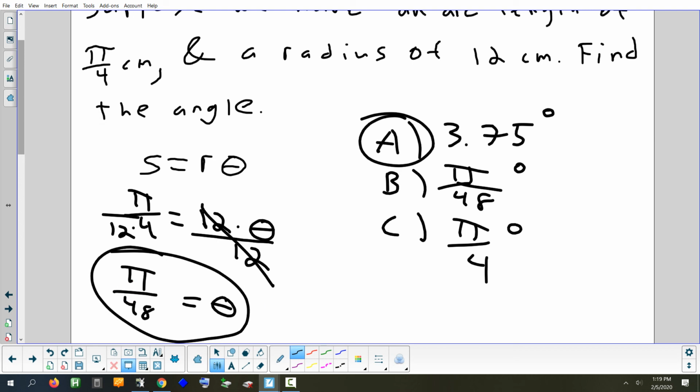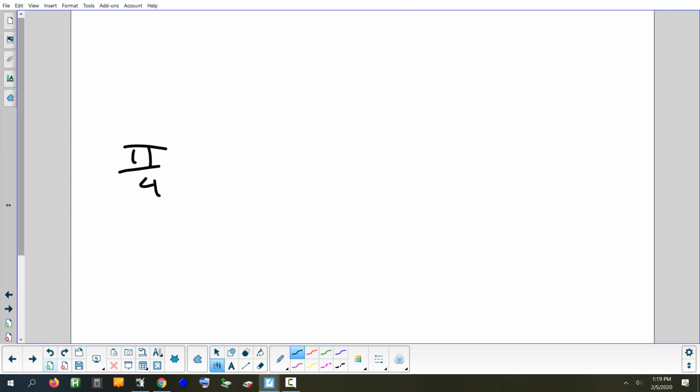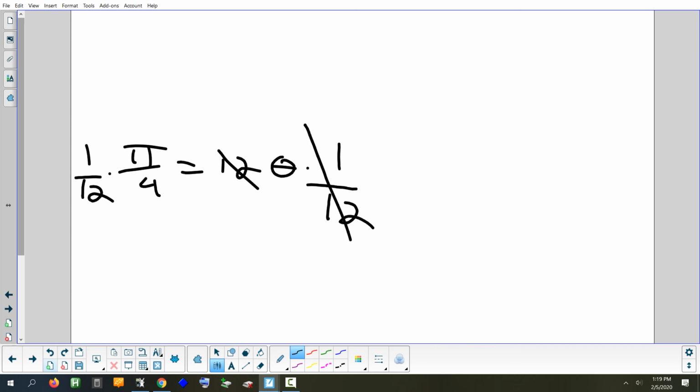When I divided each side by 12, if you didn't want to think of it as dividing by 12, let's move all this out of the way. It's just easier to rewrite it. You could think of it as multiplying each side by 1/12, and then 12 times a 12th is 1, because it's 12 over 12. And that's why the 12 ends up in the bottom. 12 times 4 gives you the 48.